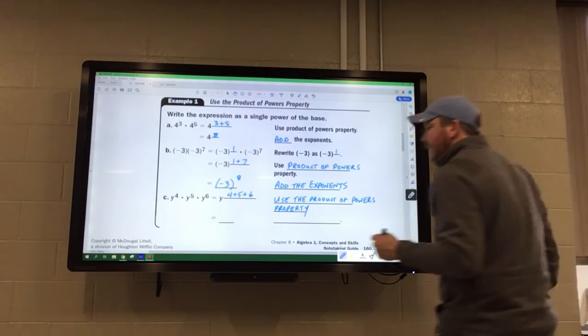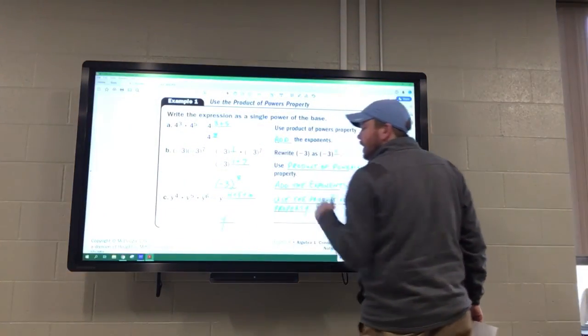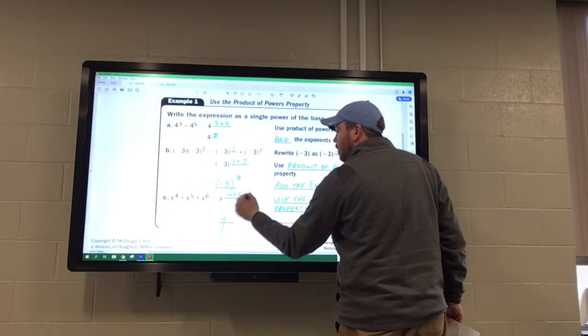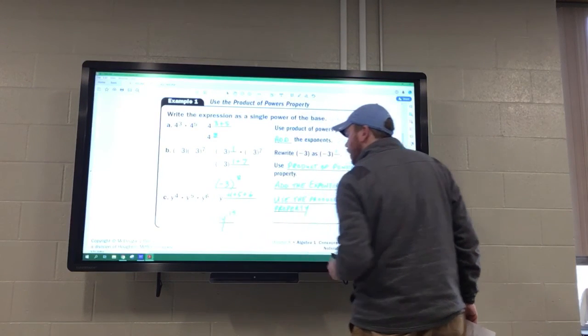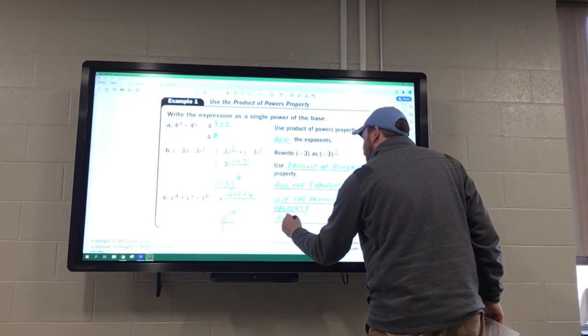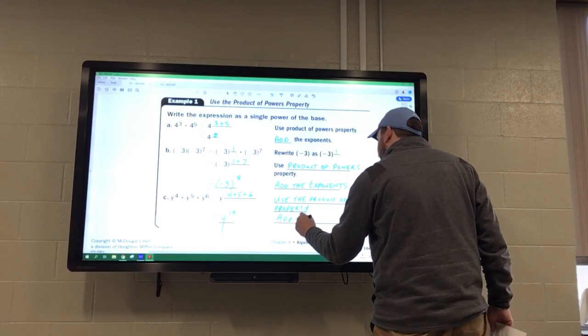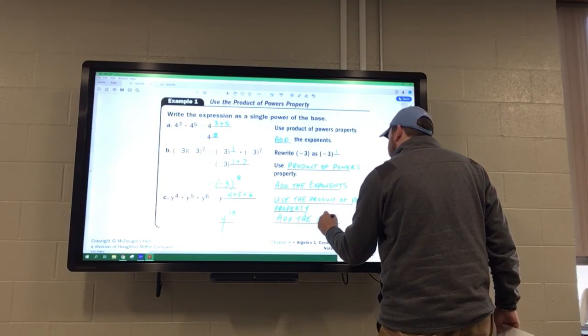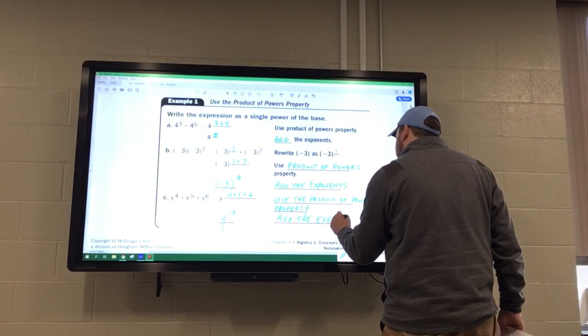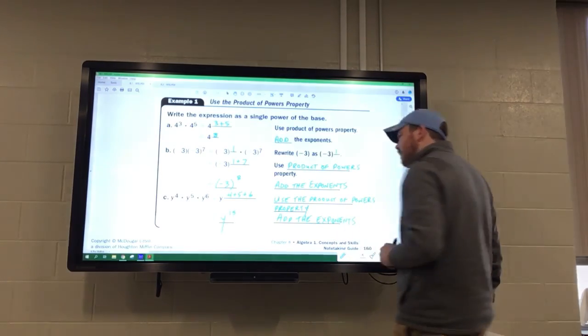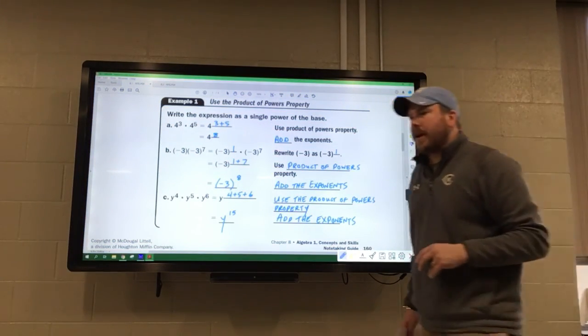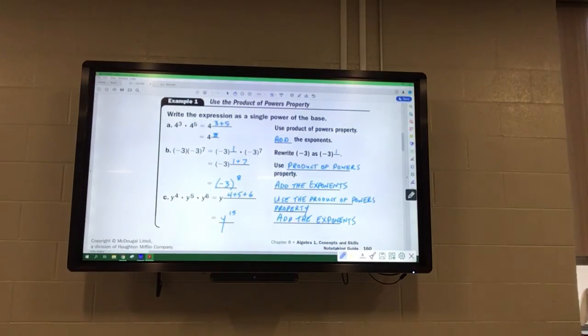So, we keep our base, like I said, y. Then we just add all of our exponents. 4 plus 5 plus 6 equals 15. So our final answer is y to the 15th, which we found by adding the exponents. And that's how we use the product of powers property.